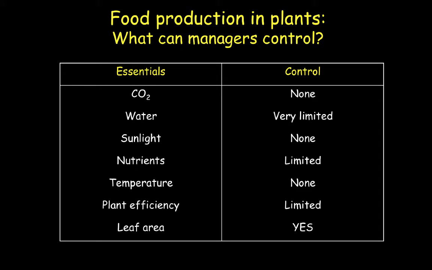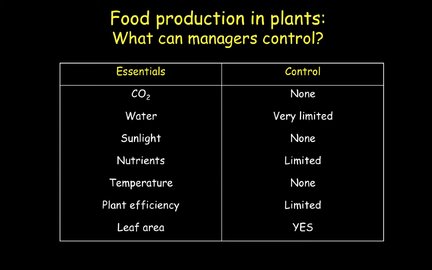So in this table, we have two major rows. On the left-hand side is some of the essentials or substrates that are needed for a plant to go through the photosynthesis process. And on the right-hand side is our ability to control those essential substrates. And as you can see, we have no control over the amount of carbon dioxide, sunlight, or temperature that is associated with that plant and facilitating a good growing environment. We have very limited control over water, nutrients, and plant efficiency.